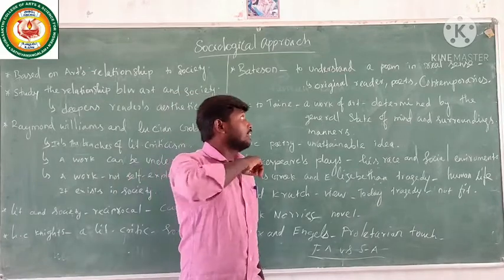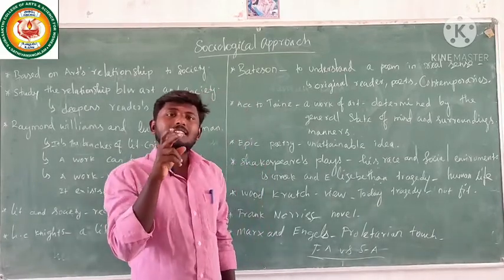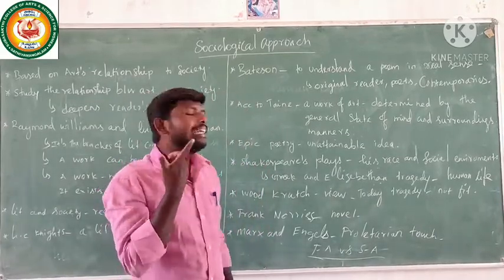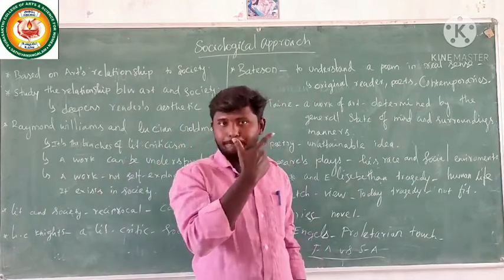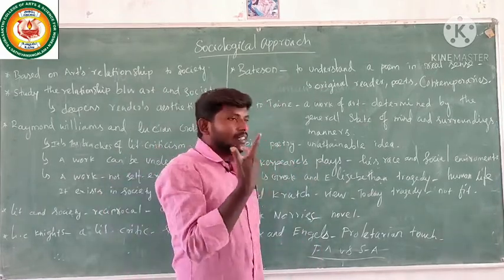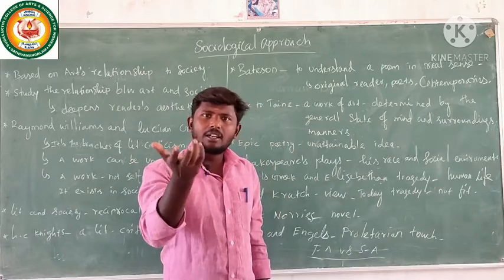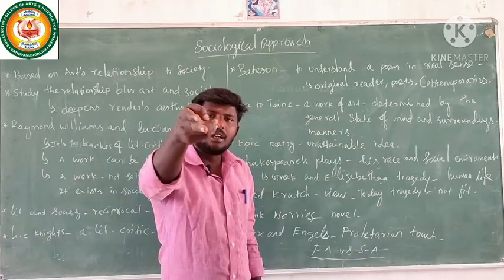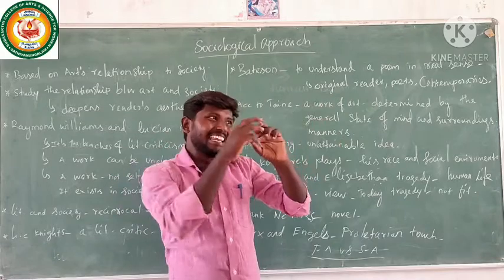That is what he is saying: if you want to understand a poem in a real sense, we need the original reader. The original reader is more important. When you know who I wrote this for, who this movie was made for, who this novel was given to, we can find out the meaning on that scale.